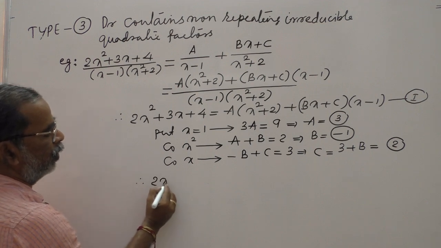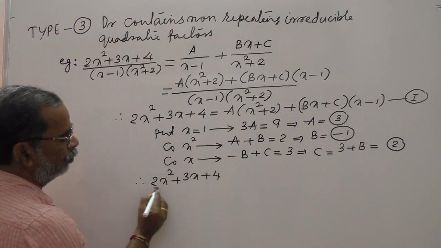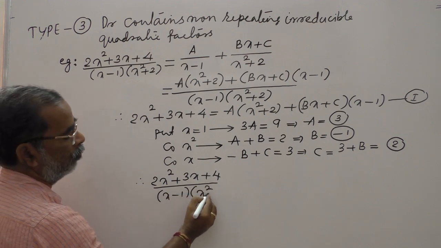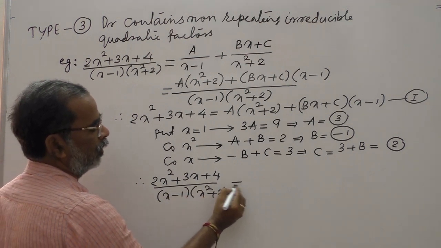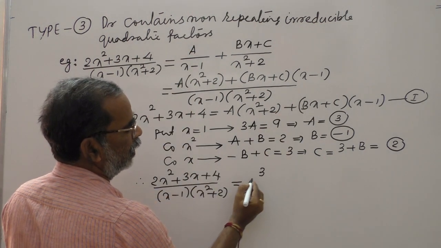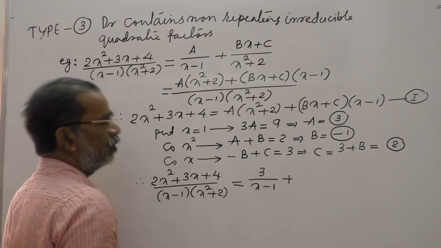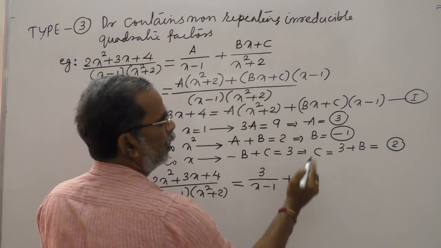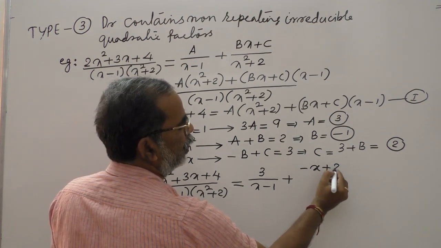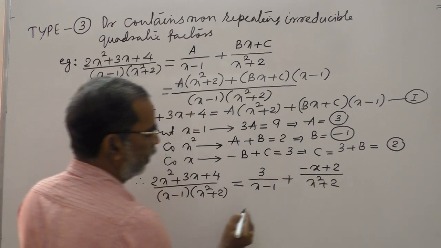Therefore, the partial fractions of given rational fraction is equal to, we have split this as a divided by x minus 1. What is a? A is 3. So 3 divided by x minus 1. Next, plus bx plus c. What is b? Minus, no, minus 1 into x is minus x. Plus b is 2 divided by x square plus 2. These are the partial fractions.